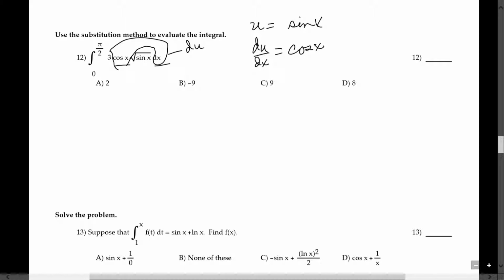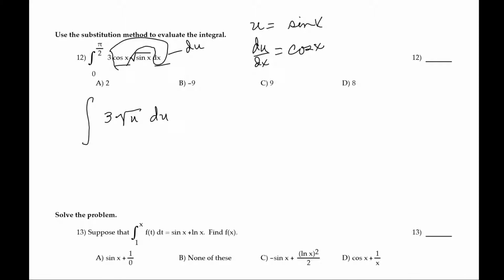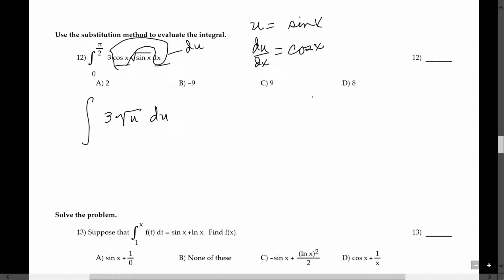And we then would have 3 square roots of sine of x, which would be the square root of u. And we now need to be careful and change the upper and lower limits of x to upper and lower limits of u. So the upper u would be equal to sine of pi over 2, which is 1. The lower u would be sine of 0, which is 0. So now we have to do this integral.